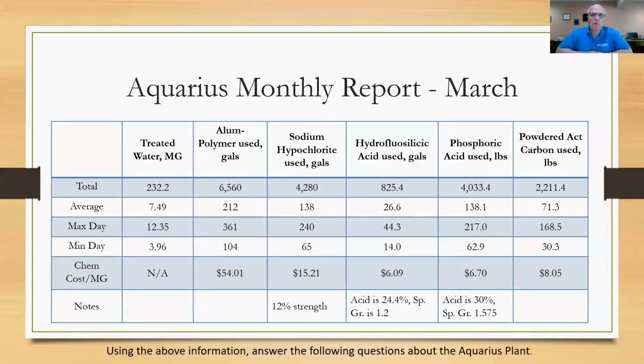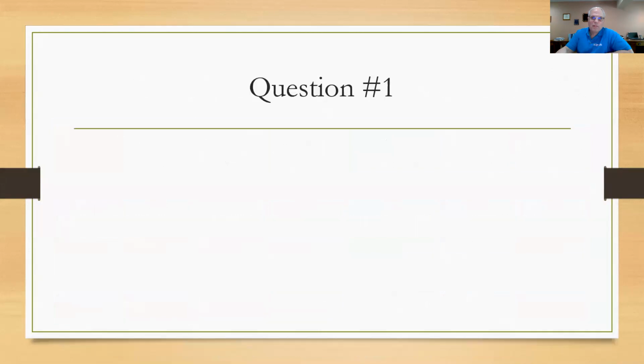We've included in this one a monthly report for March that the Aquarius plant put out that lists some of the chemicals that they've used, the water treated. It gives you a little bit of information in the notes in the bottom row there that tells you some things about some of the chemicals. So you'll have to dig some of this information out also. This is pumpage, pounds used, gallons used, that sort of thing. So with that, we're going to go to the first math question, which is this.